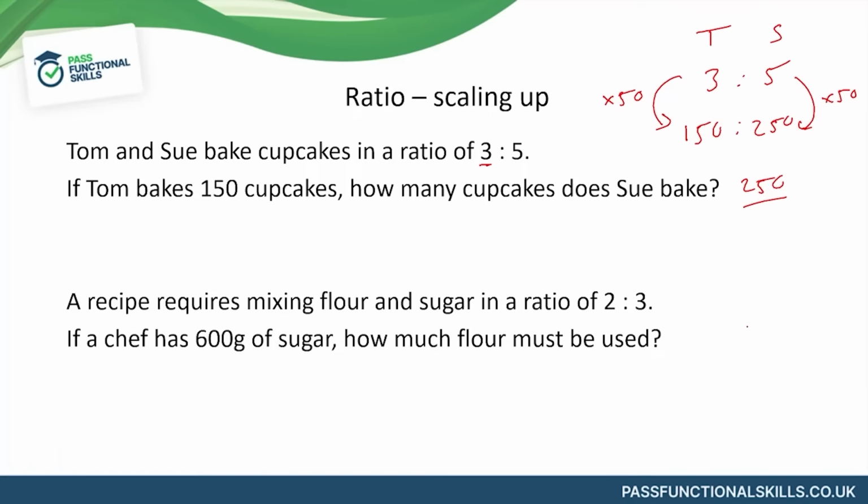A recipe requires mixing flour and sugar in the ratio of 2 to 3. So flour to sugar, 2 to 3. This is a very common style question where you're just scaling up a recipe. We've got 600 grams of sugar. Now sugar is the one on the right on this occasion.